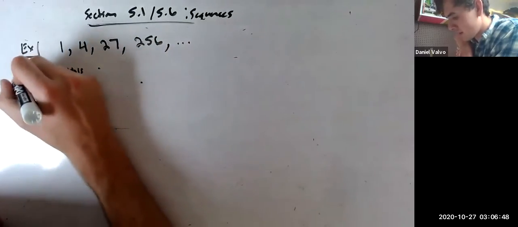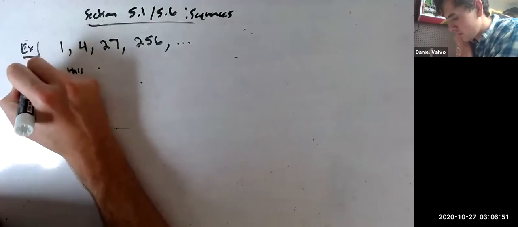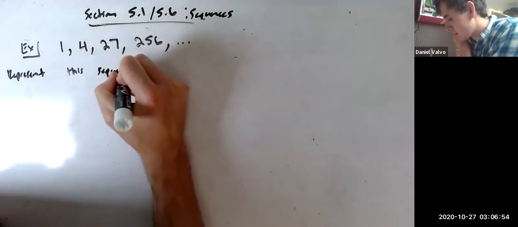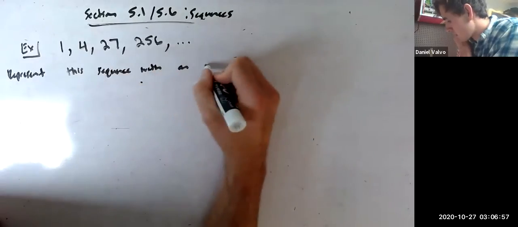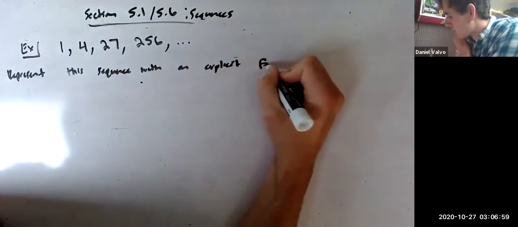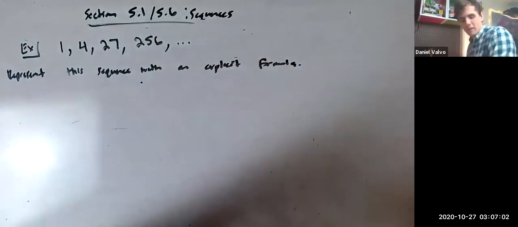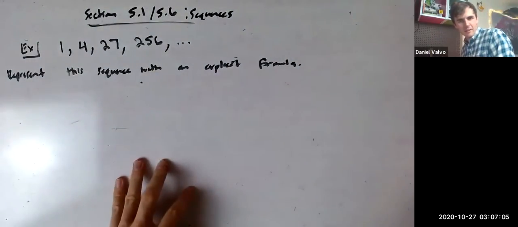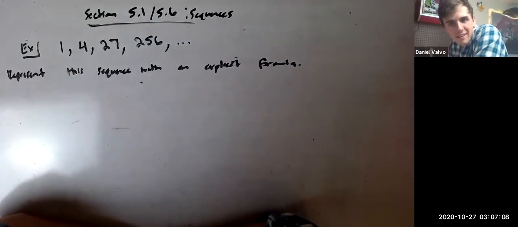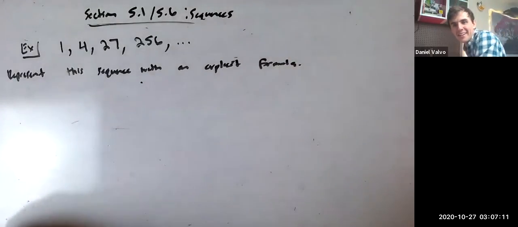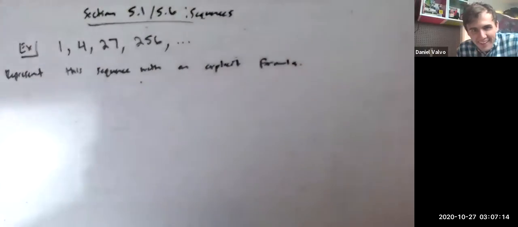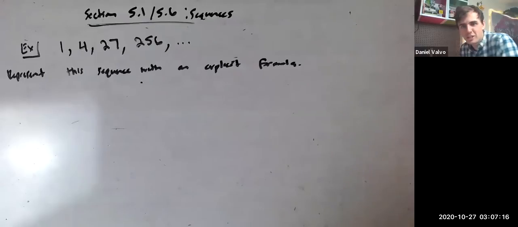We'll represent this sequence with an explicit formula. What do you guys think? This is the small money round. 1, 4, 27, 256. One question you could ask is what number is next? The real question is what's the pattern? What's the explicit form?